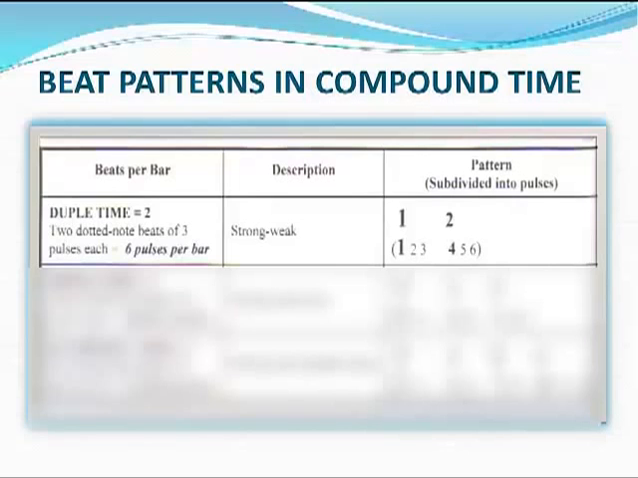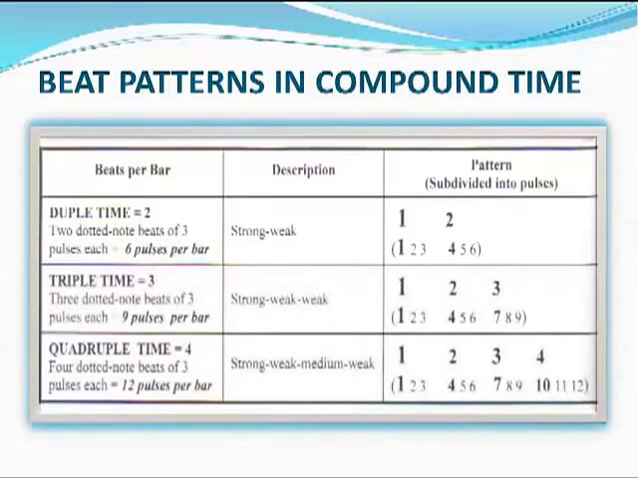In simple duple time, the top number is 2, and in compound duple time, the top number is always 6. What that means is we always have 6 pulses in each measure in compound time. The 6 pulses are then grouped together to form 2 dotted notes, which gives us our unit beat. Like simple time, we have 2 unit beats.